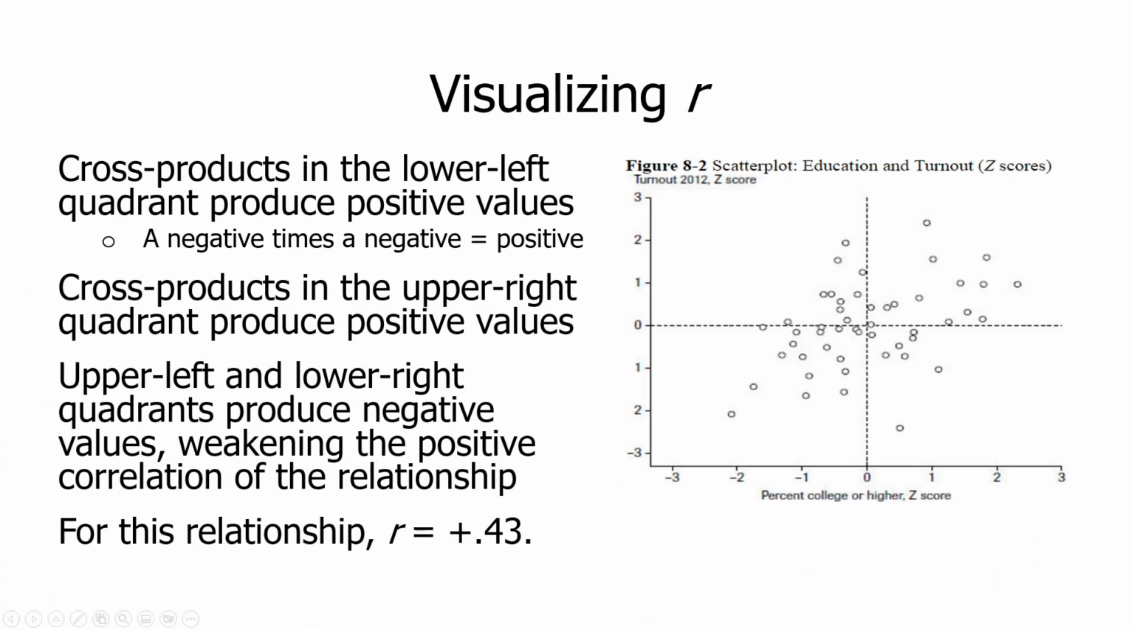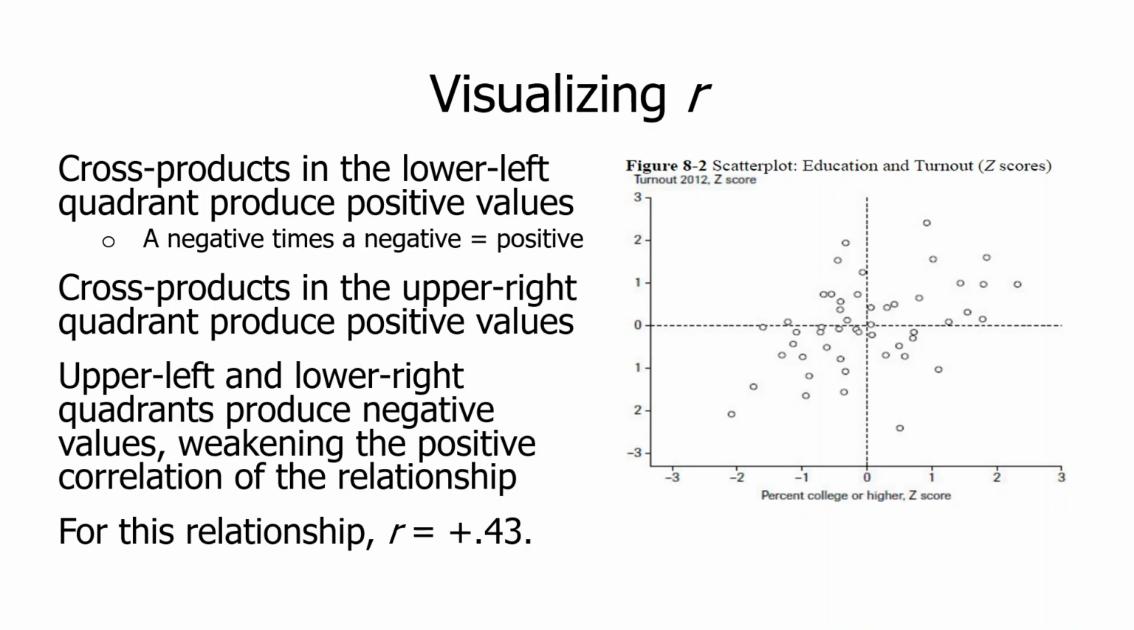Again, to review, cross products in the lower left quadrant produce positive values. Why? Because a negative times a negative equals a positive. Cross products in the upper right quadrant produce positives because a positive times a positive is a positive. Upper left and lower right quadrants produce negative values, weakening the positive correlation of the relationship.